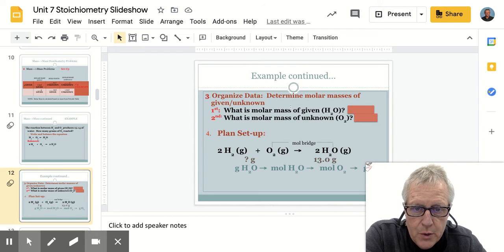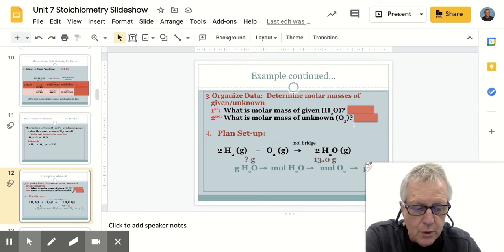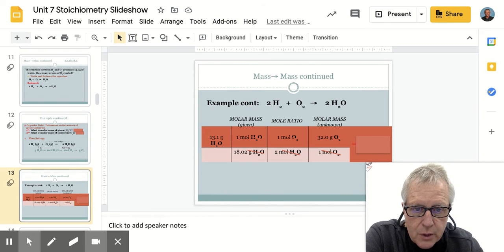So what we're doing here is we need to figure out the molar mass of water and then the molar mass of oxygen. That's the first thing you have to do. Now let's see if it tells us here. So it turns out the molar mass of water is 18.02 grams.